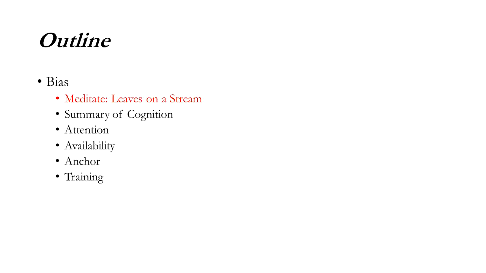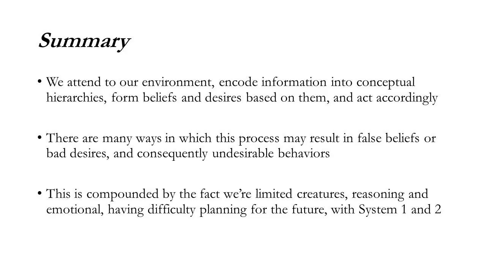Assuming you're doing that, I'm going to give you a brief summary of some of the stuff we discussed last time, namely a general, very broad, high-level model of cognition that I was introducing you to. Summarizing, we attend to our environments, we encode information into conceptual hierarchies, we form beliefs and desires based on those hierarchies, and then we behave accordingly. That's the broad, high-level picture. There are many ways in which this may result in false beliefs or bad desires, and consequently undesirable behaviors.